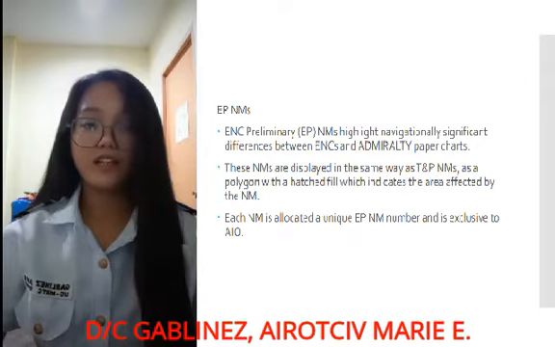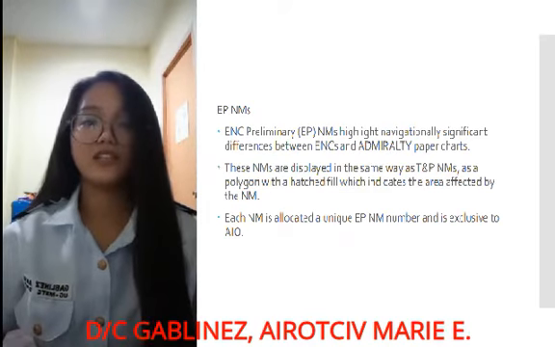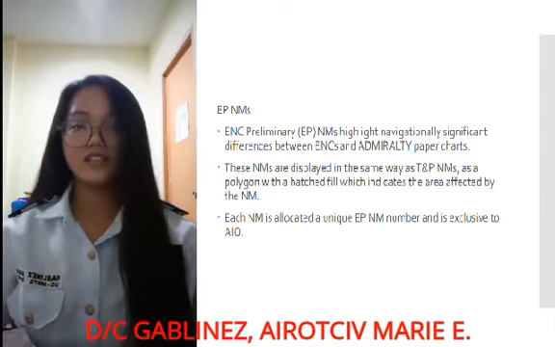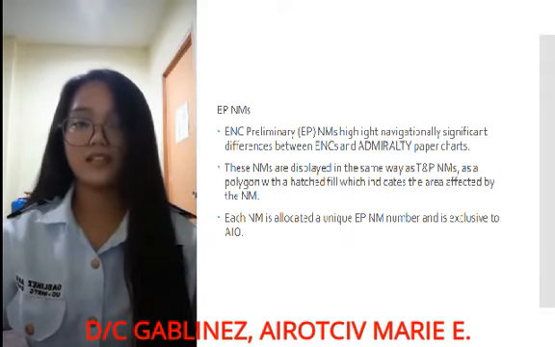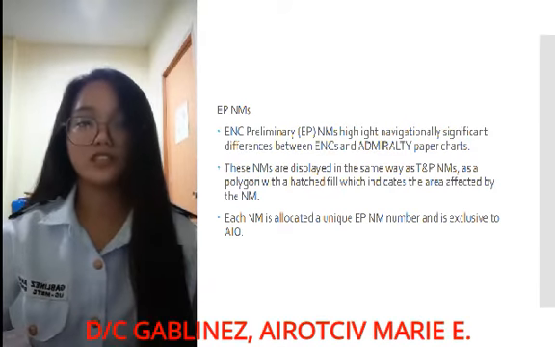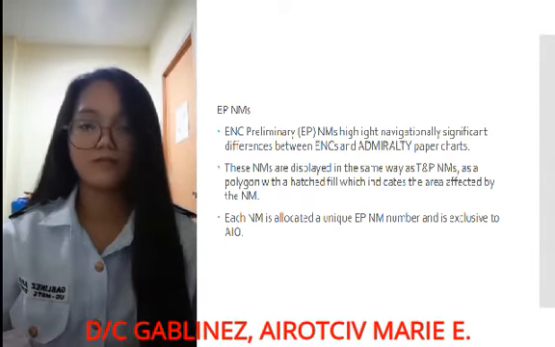ENC preliminary or EP NMs highlight navigationally significant differences between ENCs and Admiralty paper charts. These NMs are displayed in the same way as TNP NMs, as a polygon with a hatch fill which indicates the area affected by the NM. Each NM is allocated a unique EPNM number and is exclusive to AIO.